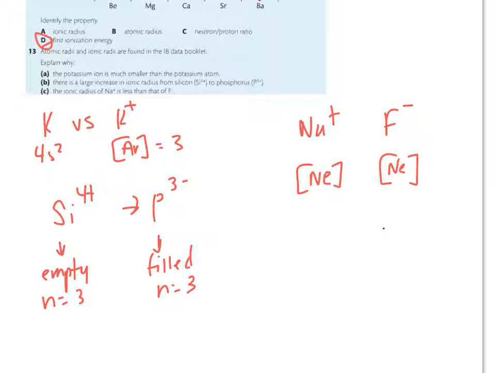Well, if I look, it's because Na has a +11 nucleus, whereas fluorine has a +9 nucleus. So even though you have the same electrons, you have a stronger nucleus pulling those electrons in, slightly tighter with Na and not quite as tight with fluorine.